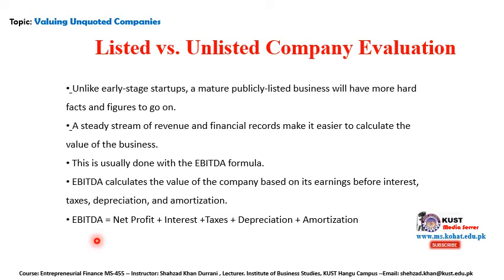So EBITDA is equal to net profit, right? Your net profit plus the interest that you are paying, plus taxes, and the depreciation of your assets and amortization. So if you add all of them, it's equal to earnings before interest, taxes, depreciation, and amortization. So it's very easy for the listed company to calculate the value of the business.